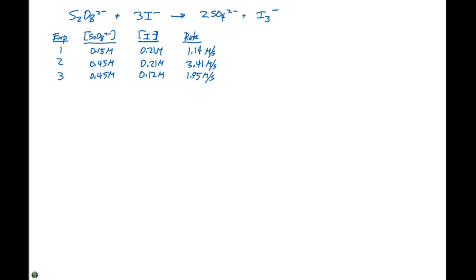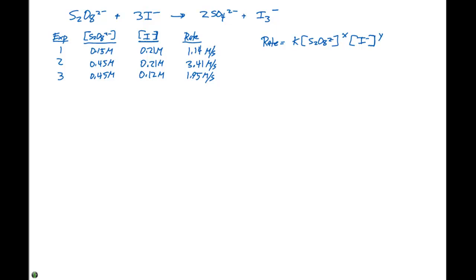So let's now try another example and try to determine the rate law for this particular expression, where we have S2O8 2- plus 3I- giving us 2SO4 2- plus I3-. Remember that when we write a rate law, we write it in terms of the reactants. So we're going to do rate equals k times the concentration of S2O8 2- to the x power times I- to the y power.